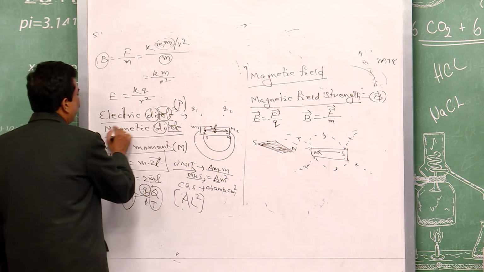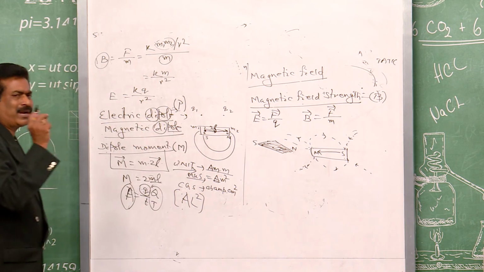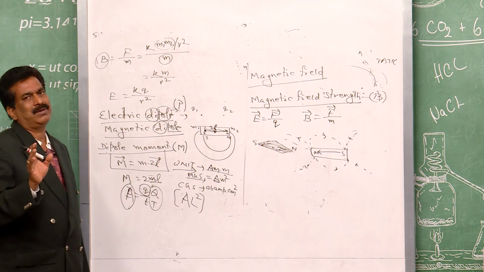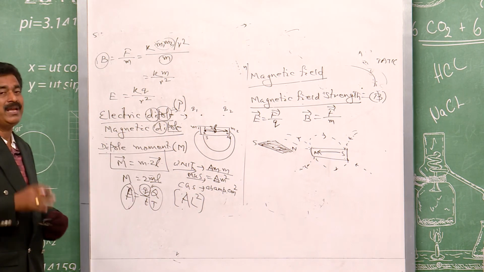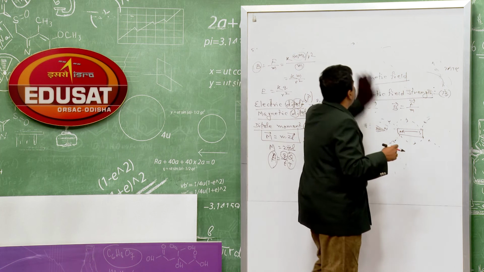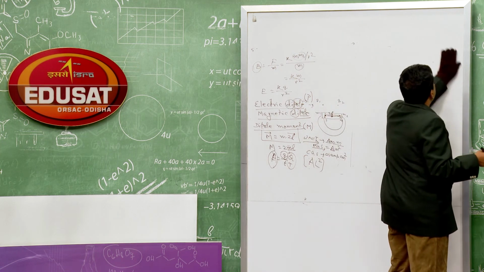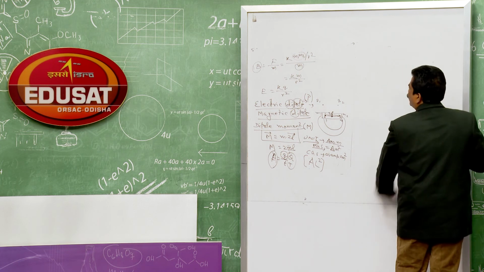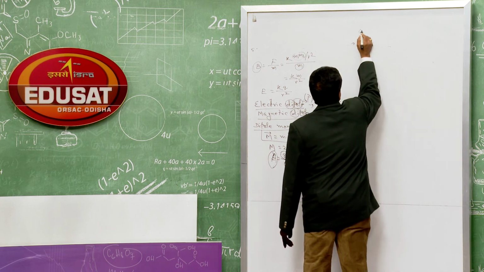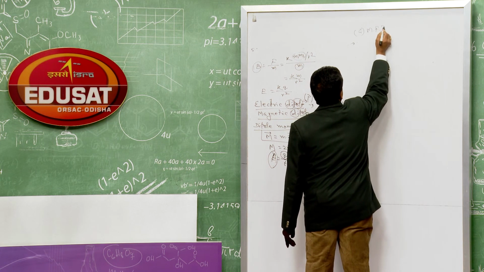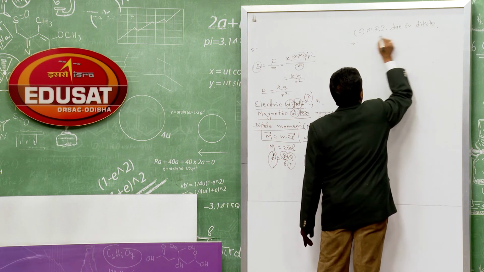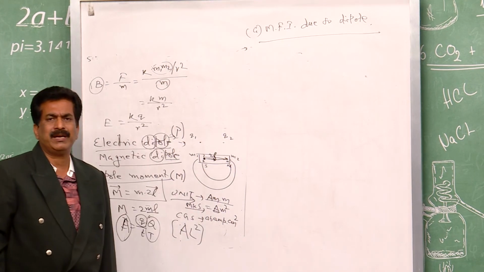So, we have calculated the direction of the magnetic dipole moment and the unit in which it is measured. After discussing electrostatics, where we found the electric field intensity due to an electric dipole at two different positions, here also we will discuss the magnetic field at two different positions. The first one is the magnetic field intensity due to a dipole.